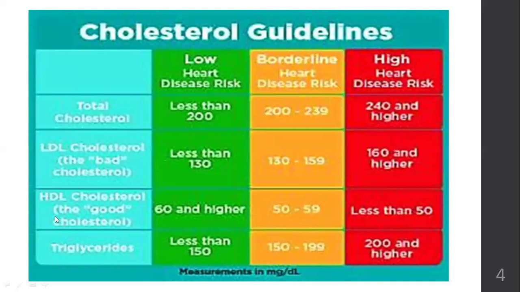So total cholesterol should be less than 200. It should not cross 200. If it is 200 to 239, as mentioned earlier, there is a risk of cardiovascular diseases. And if it is 240 or higher, you're already in the category of heart diseases.